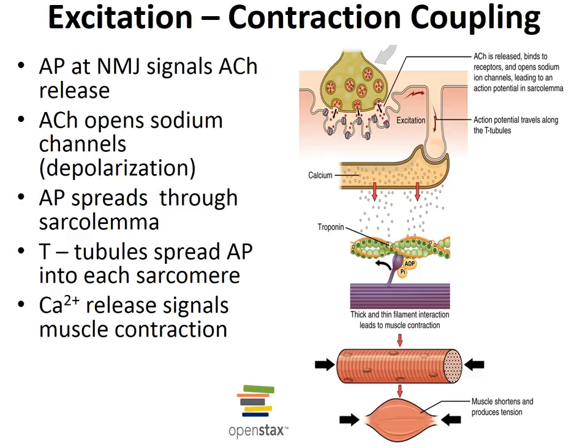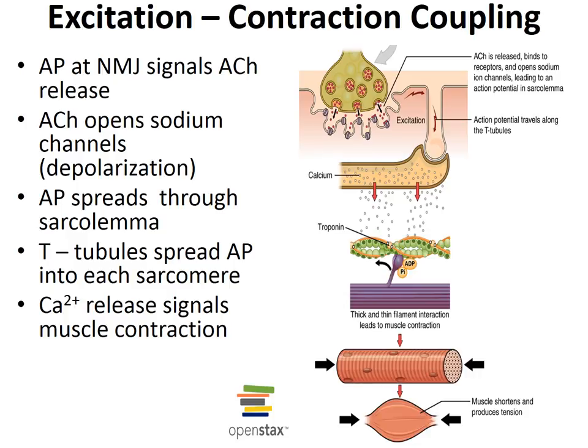And here you can see the steps that we just went through. The action potential arriving at the neuromuscular junction, signaling the release of acetylcholine, down to the calcium signals signaling muscle contraction. This is known as the excitation-contraction coupling.